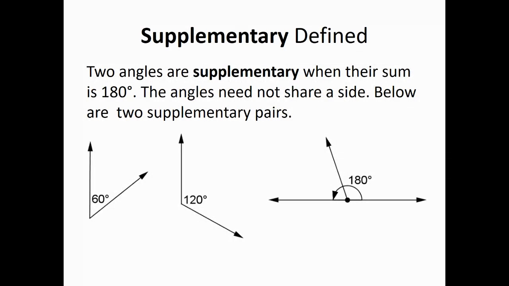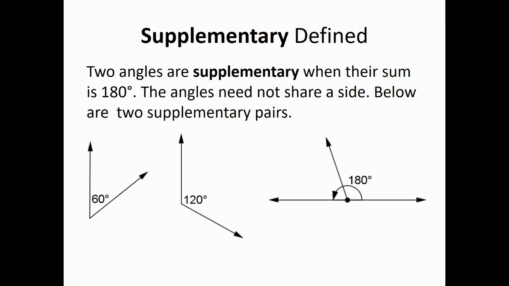Supplementary is a related notion. Once again, like in the case of complementary, supplementary applies to pairs of angles, and we say that two angles are supplementary when their sum is 180 degrees. And once again, those angles need not share a side. They can be arranged however you like, so long as their sum is 180 degrees. We see two examples on the bottom, the 60 degree and the 120 degree angle. Sum is clearly 180, so we say they are supplementary.